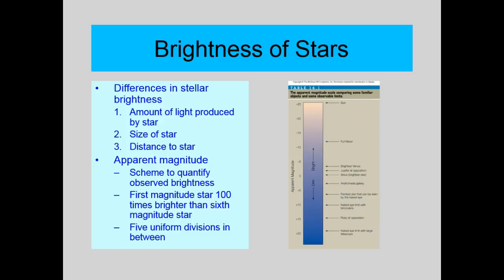There are 6 orders of magnitude here. The first magnitude star, that would be Sirius, is 100 times brighter than the 6th magnitude star, which is the faintest star that you can see with the naked eye. Okay. Now, just to get a perspective here, those are the stars. These are the ones you see.